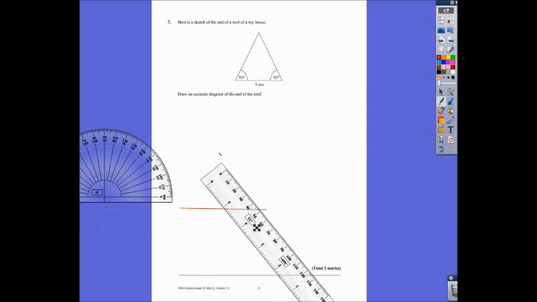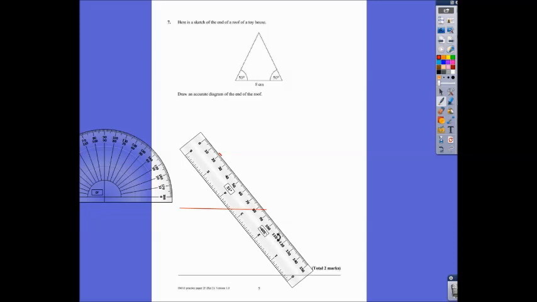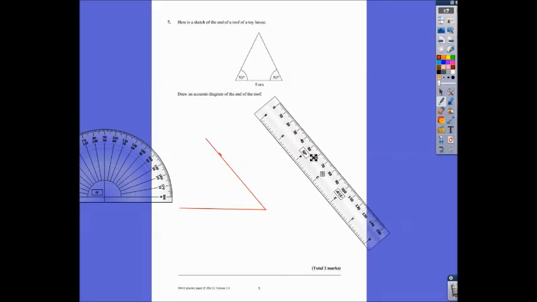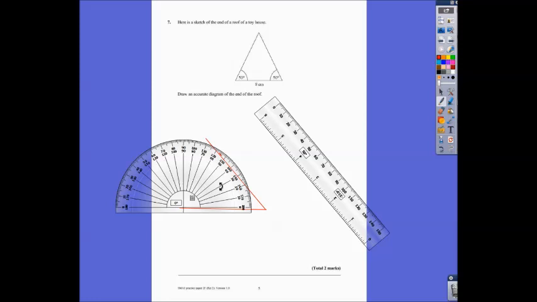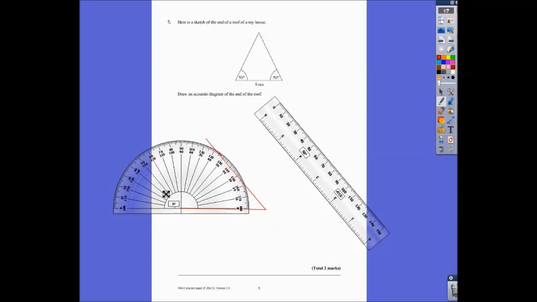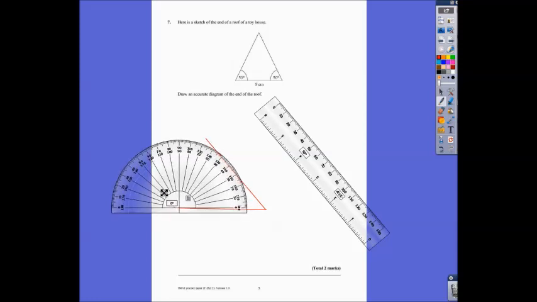Be as accurate as you possibly can with this, and draw that in just long enough to go past there just for now. We can now measure the angle on the other side. So again, just put your crosshair right on the end of the line as accurate as you possibly can.